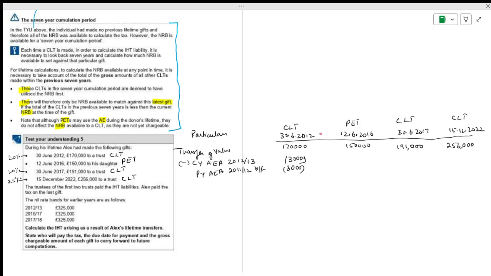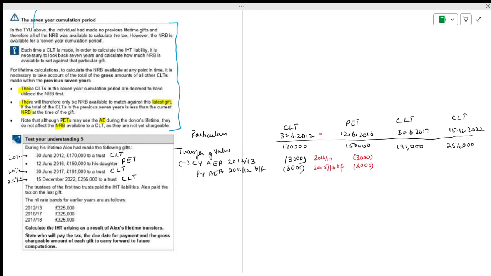Here also, how much is there? 2016 and 17, 3,000. Then 2015 and 2016, brought forward: nothing is there. Last year we have not used it. Okay, fine.